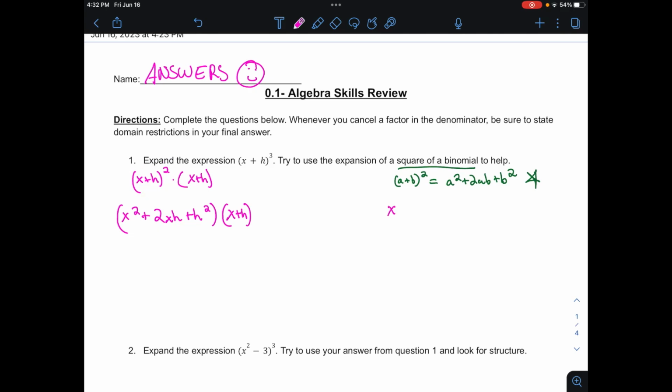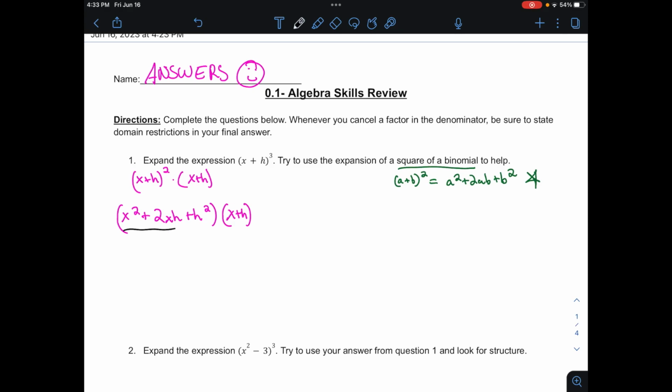Now if you want to confirm that (x + h)^2 results in this, you could always just do out (x + h) times (x + h), and then you could FOIL, distribute, or use the box method. No matter what, you're still going to get x^2 + 2xh + h^2. I highly recommend just knowing the square of a binomial and being able to recognize it. It saves time and is really handy.